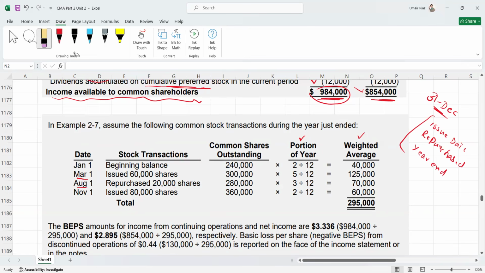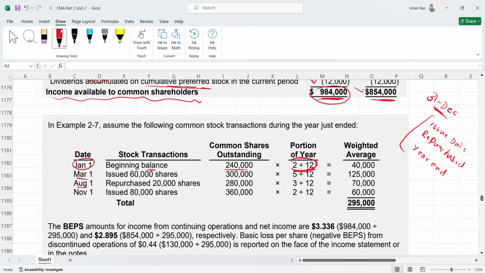How will you complete this format? I'm showing you. First of all, I'll take the first transaction, January 1. So we have a beginning balance. 240,000 shares are there in the beginning balance. Now here, please remember how you will calculate this portion of year, the time the shares were outstanding.